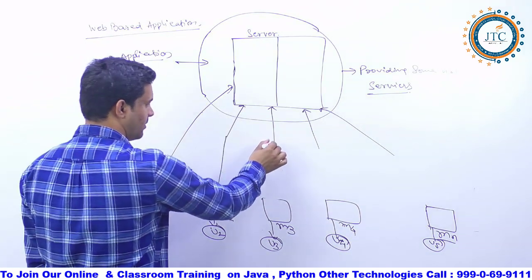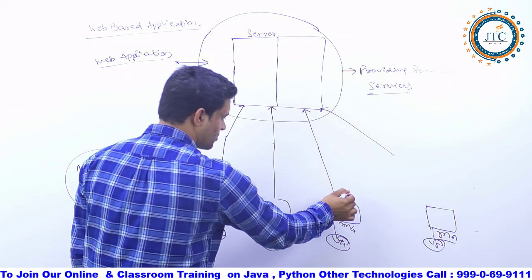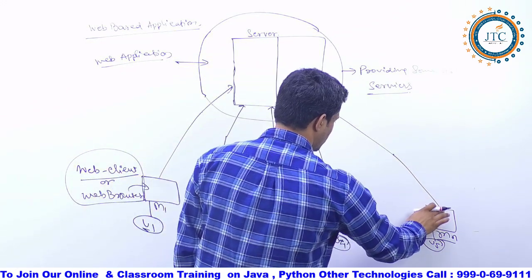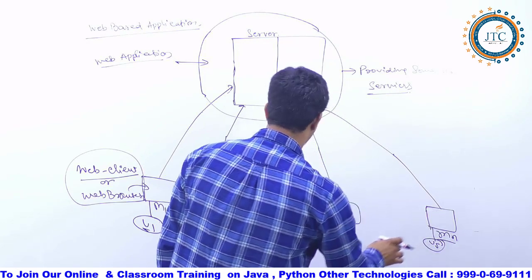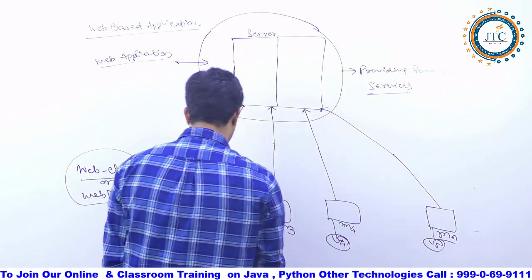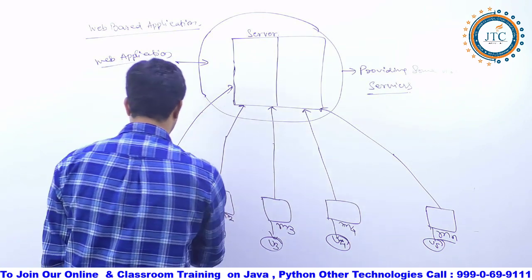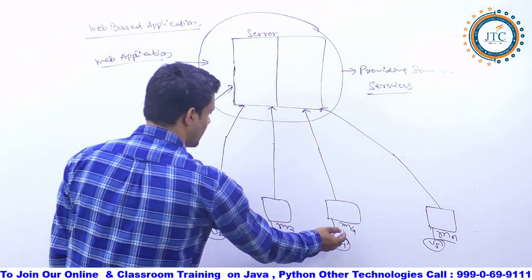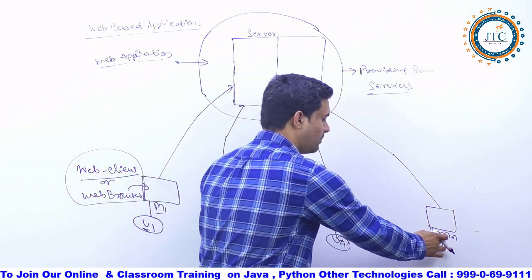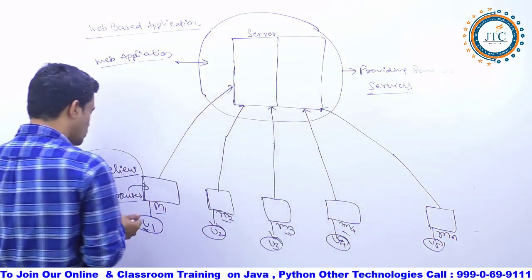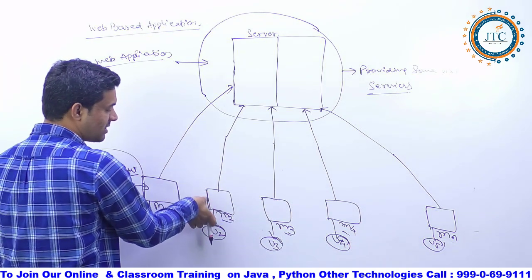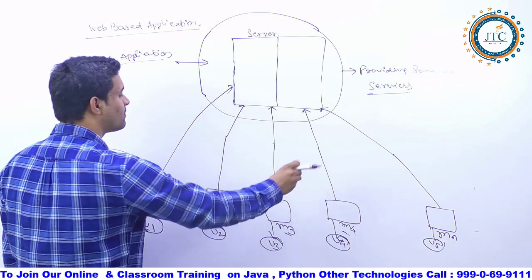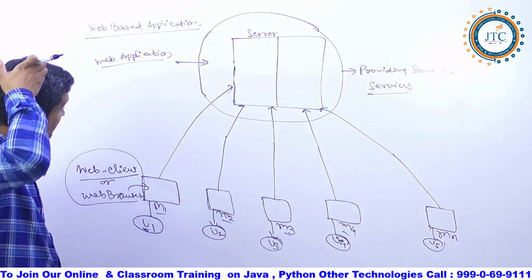Web browsers are available across all the machines in these cases. Let's understand it here. These web browsers are available across all the machines we have at present, correct? M1, M2, M3, M4, M5, all of them have installed these web browsers.